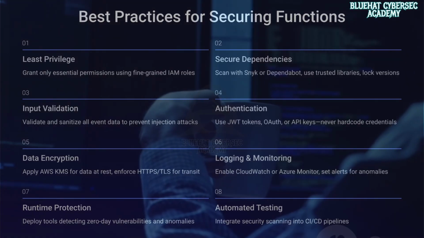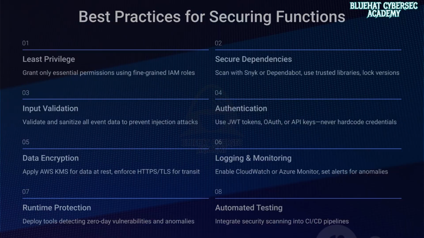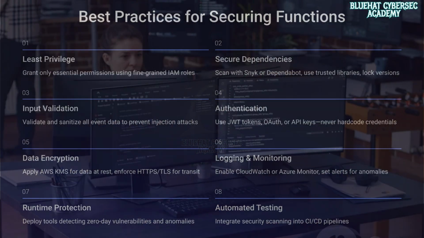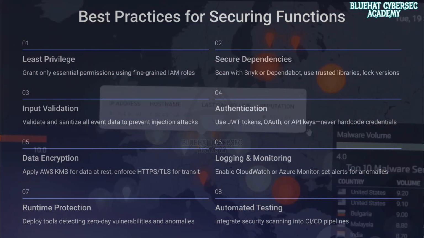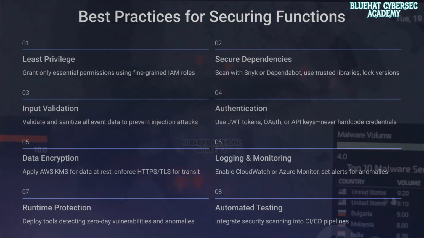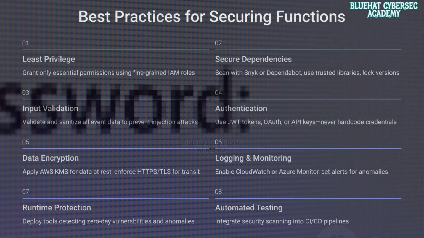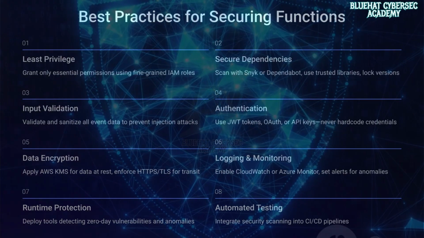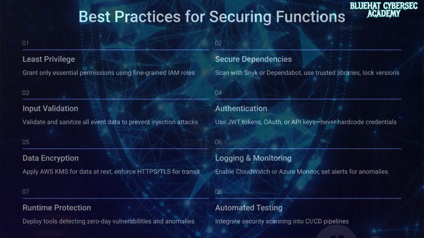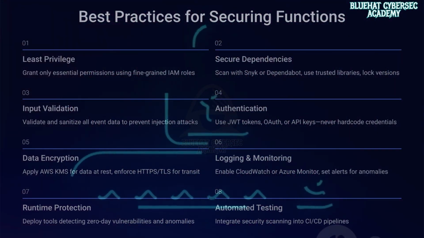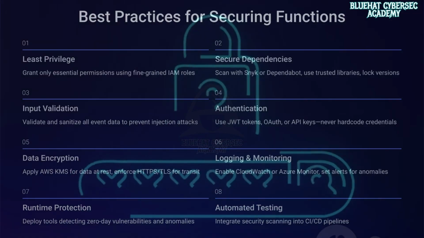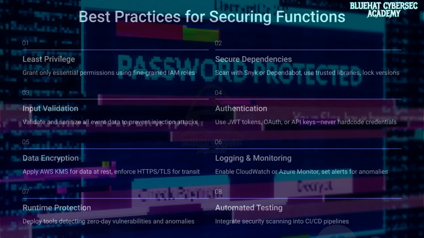It's also essential to validate and sanitize inputs. Never trust incoming event data. Validate and sanitize all inputs, whether they're HTTP requests or event triggers, to prevent injection attacks. Enable strong authentication and authorization. Use API gateways or function proxies for authentication. Integrate JWT tokens, OAuth or API keys, and never hardcode credentials in your function code.